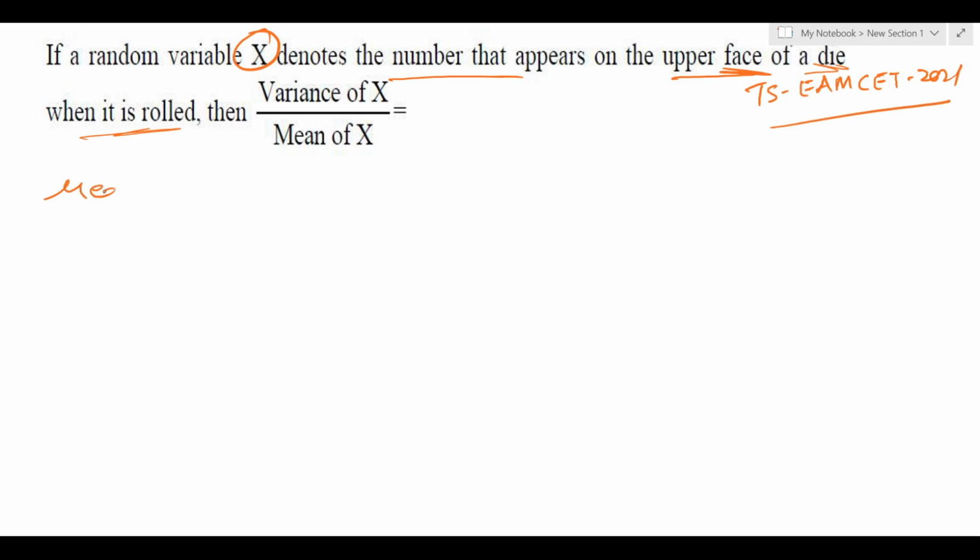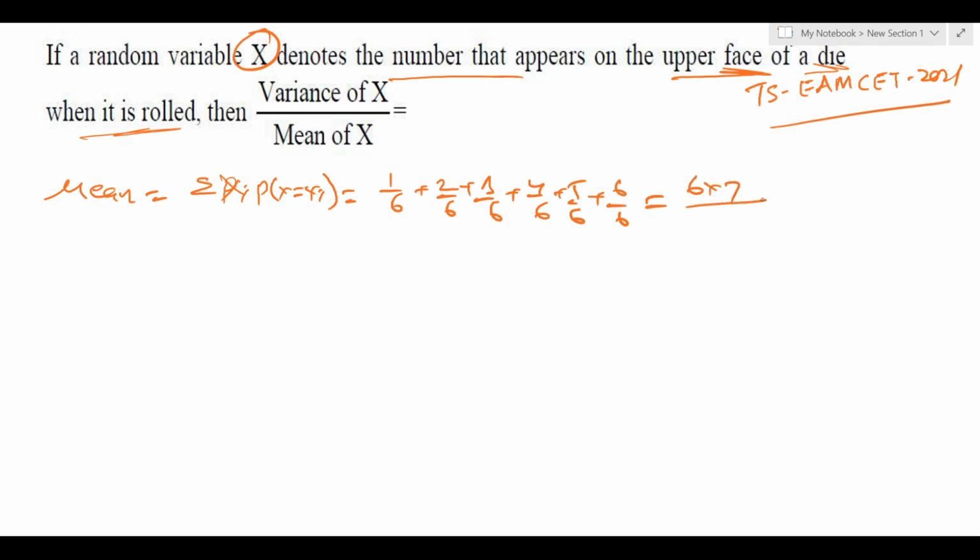First we find the mean. Mean is equal to sigma xi into P of x equal to xi. That is equal to 1 into 1 by 6 plus 2 by 6 plus 3 by 6, 4 by 6, 5 by 6 plus 6 by 6. That is equal to 6 into 7 by 2 into 6. Here 3 times cancelled, that is 21 by 6.